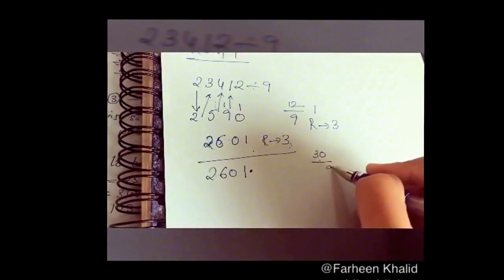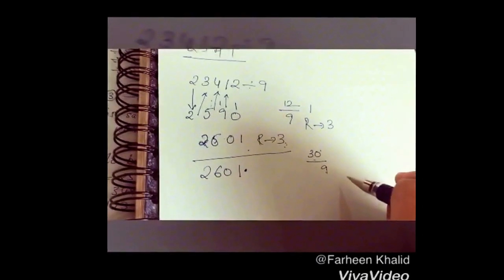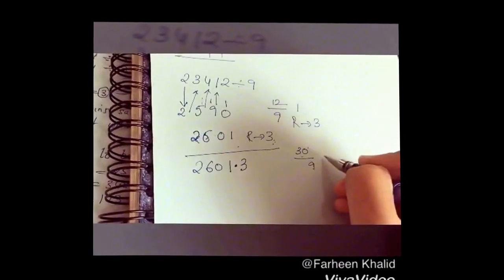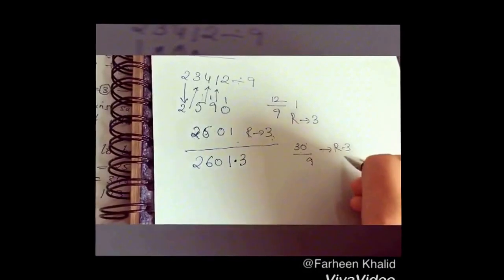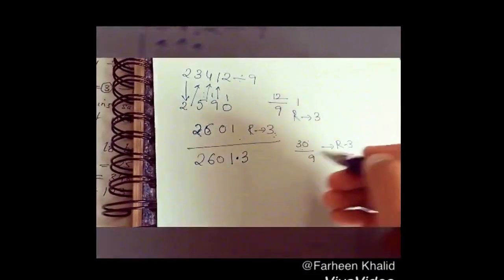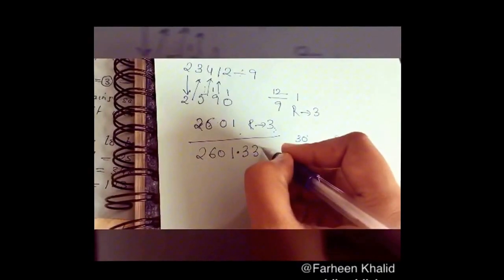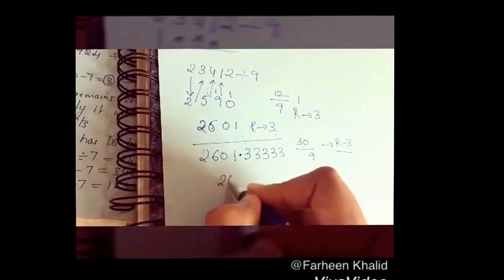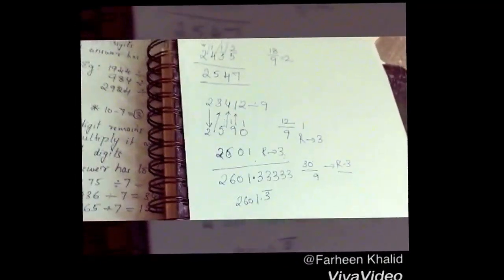Now you do 9 times. How many times does 9 go into this? So it's like 9 times 3 is 27. So again the remainder is 3. So basically you're noticing that each time you do this, you will get a remainder of 3. So basically your answer is going to be 2601.333 and so on. So basically it's 2601.3 bar.